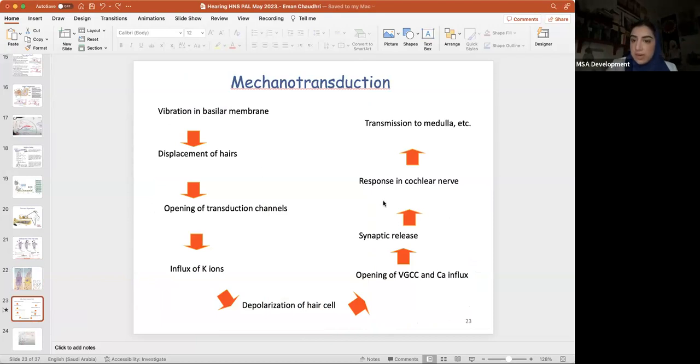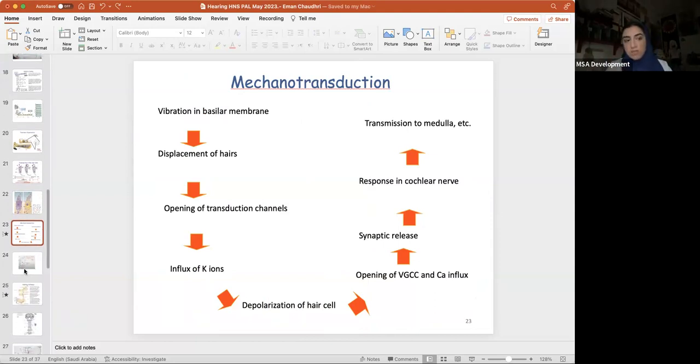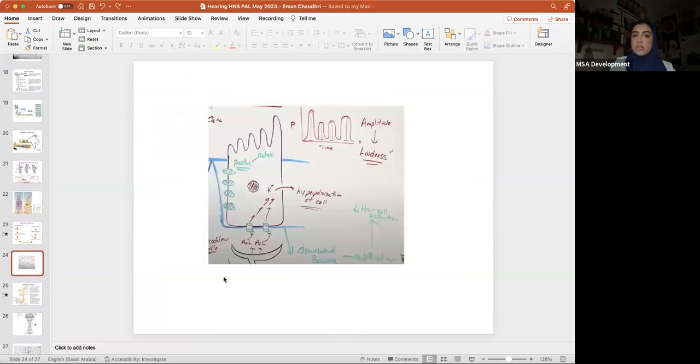So this is another way to look at it. Your vibration in the basilar membrane, displacement of the hair cells, the stereocilia, opening of the transduction channels, influx of potassium that causes depolarization of your hair cells. You have opening of your voltage-gated calcium channels and calcium influx that causes synaptic release of glutamate, response in the cochlear nerve, and therefore then it goes to your brain. So now we've said it about 4 or 5 times. So hopefully, inshallah, it should be clear.